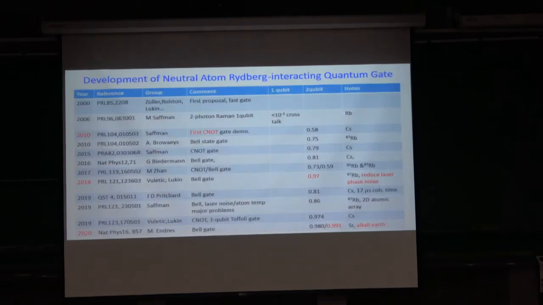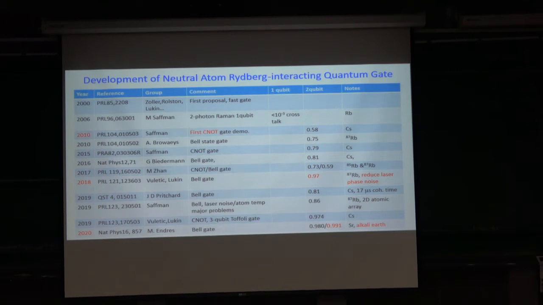This idea was proposed around 2000 by many people: Peter Zoller, Lukin, Rolston, and so on. It was realized after a decade by Saffman and Anthony Browaeys' group. For many years, the gate fidelity was around 0.5 to 0.8, so compared to superconducting qubits, they were not so attractive.